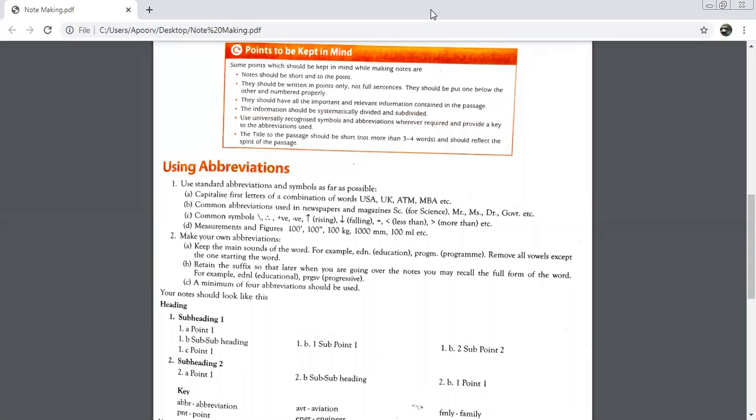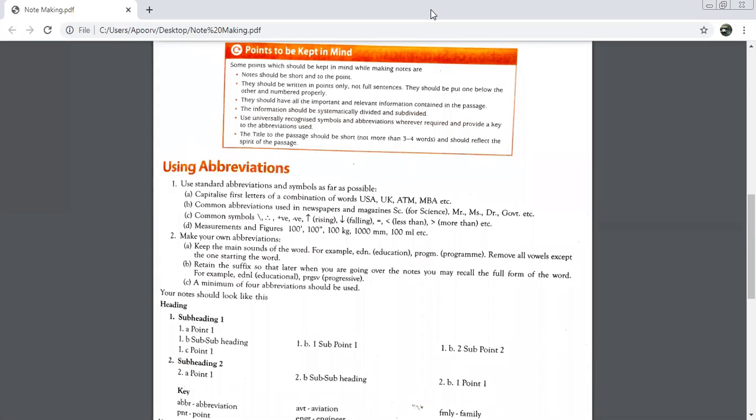Did you read the rules? Yes, ma'am. Okay. What is the first rule, children? The main sound of the word should be kept. Use standard capital first letters of the combination of the whole, like USA, UK, ATM, MBA, etc.